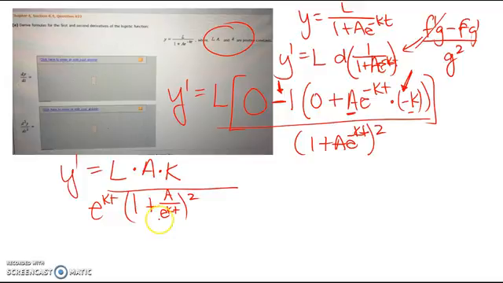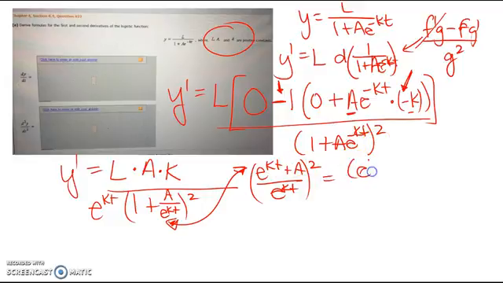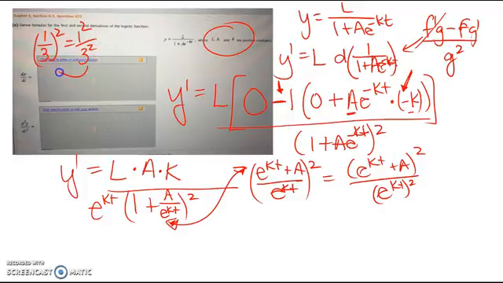Now I'm going to take this parentheses and put it over a common denominator. It's e to the kt plus A over e to the kt. Based on our exponent rules, can't we write this as e to the kt plus A, squared, over e to the kt, squared? Because 1/3 squared is the same as 1 squared over 3 squared. So I can certainly do what I just did here.